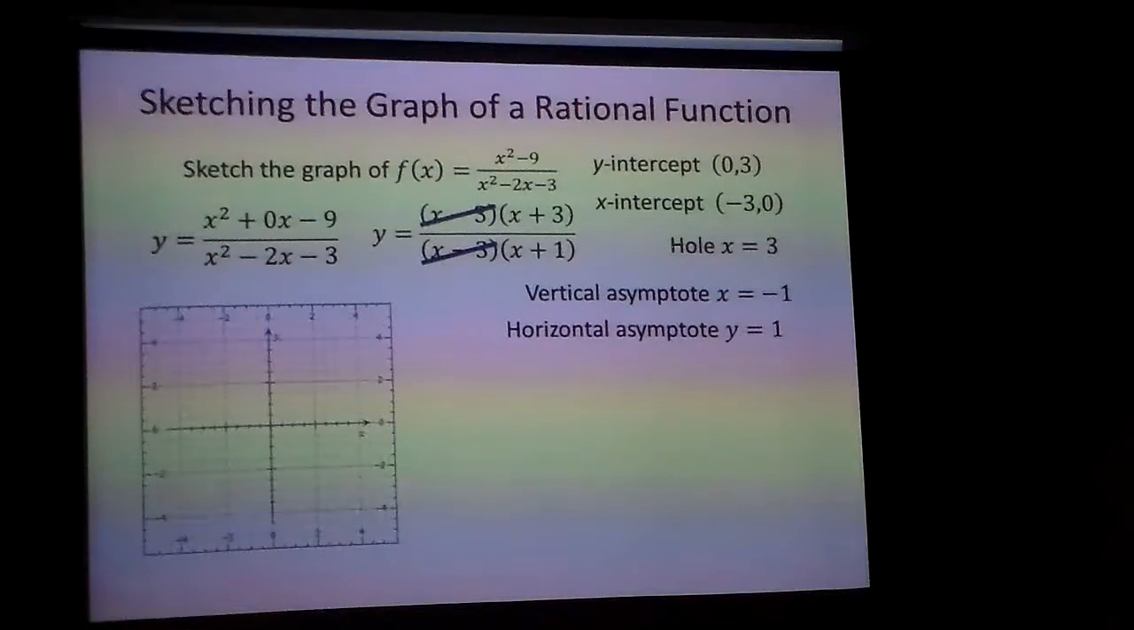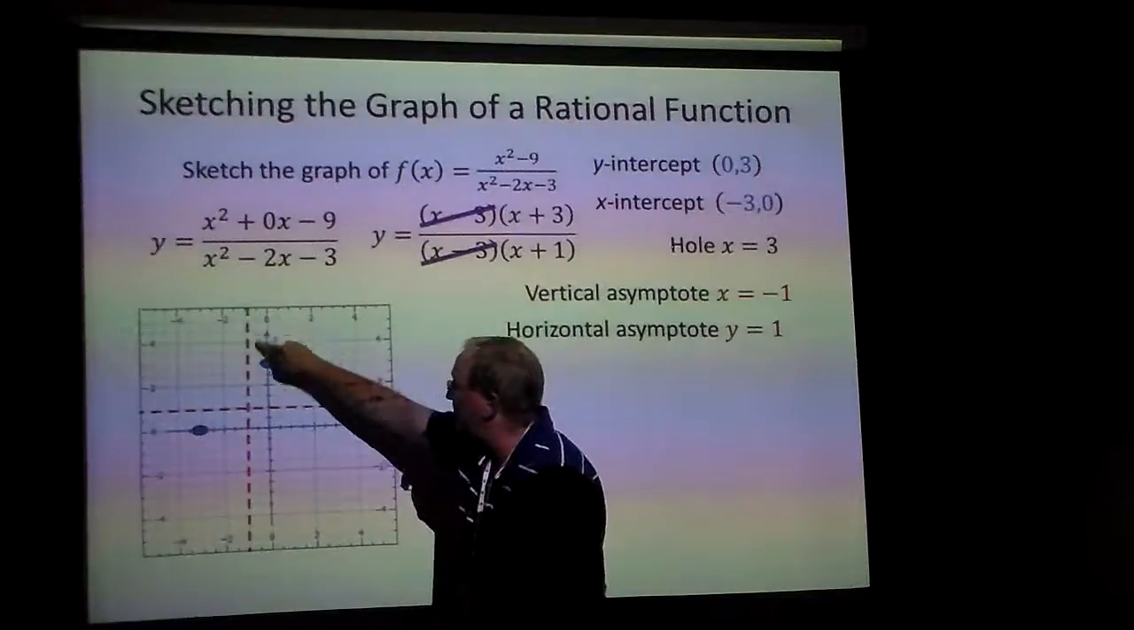So here's what I do to graph it. Here I have my graph. Actually, let's put our y-intercept up here first. That's right there. Let's put our x-intercept up there at negative 3, 0. Let's put our vertical asymptote at x equals negative 1. And let's put our horizontal asymptote at y equals 1. Look, I already have my curvy lines.